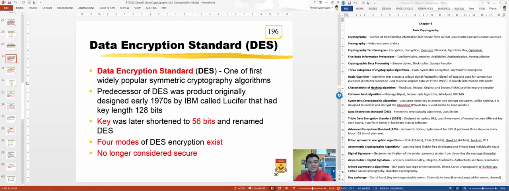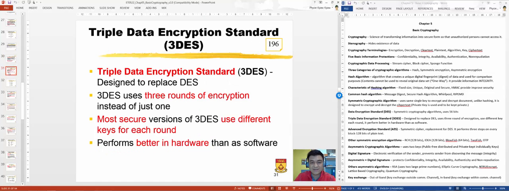Okay. Let's talk about some common symmetric cryptography algorithms, called DES or Data Encryption Standard. It's a pioneer. It's the first widely popular symmetric cryptography. It was produced by IBM in 1970. In fact, they started off with 128 bits. Later on, it was reduced to 56 bits for faster processing. Okay, and there are four modes of DES encryption, and they are no longer secure. As you know, nowadays we are using up to 512 bits, so 56 bits is no longer safe and secure.